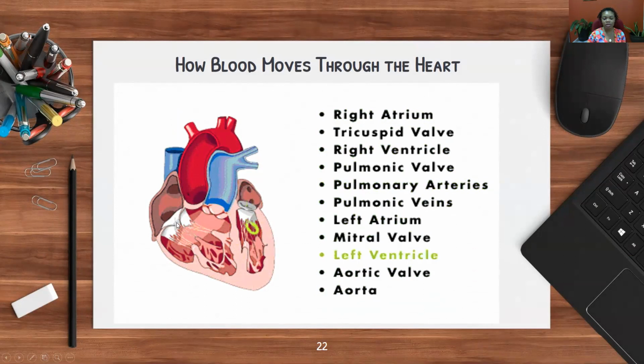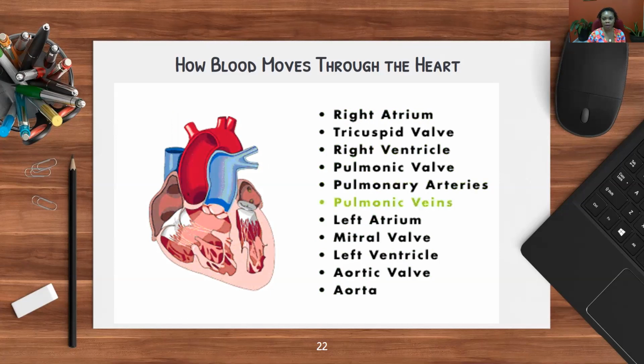It passes through the tricuspid valve, which prevents the backflow of blood, then into the right ventricle, right? Then passes through the pulmonic valve, then to the pulmonary artery, which is the only artery that takes deoxygenated blood. This artery takes the blood then from the heart to the lungs where it becomes oxygenated. Once it is oxygenated, it returns to the heart, right, via the pulmonary vein.